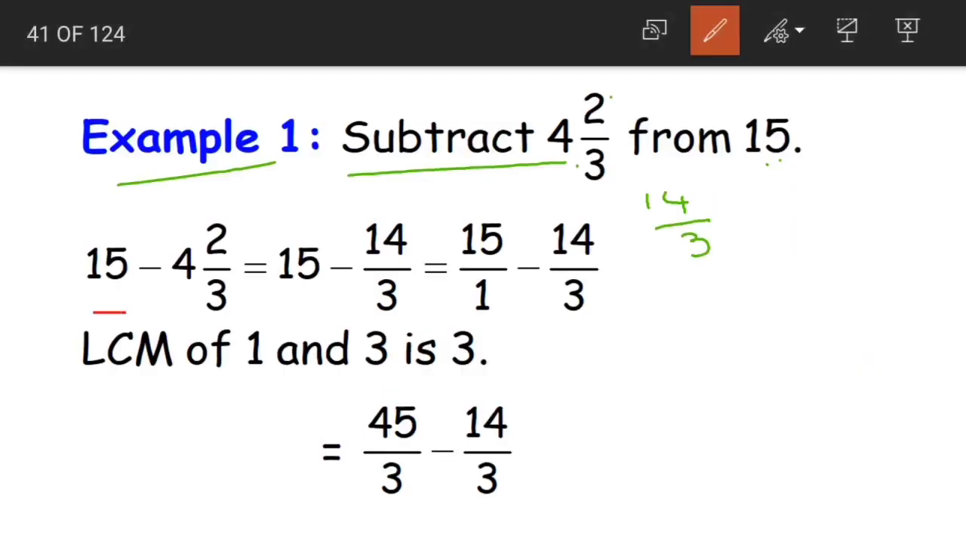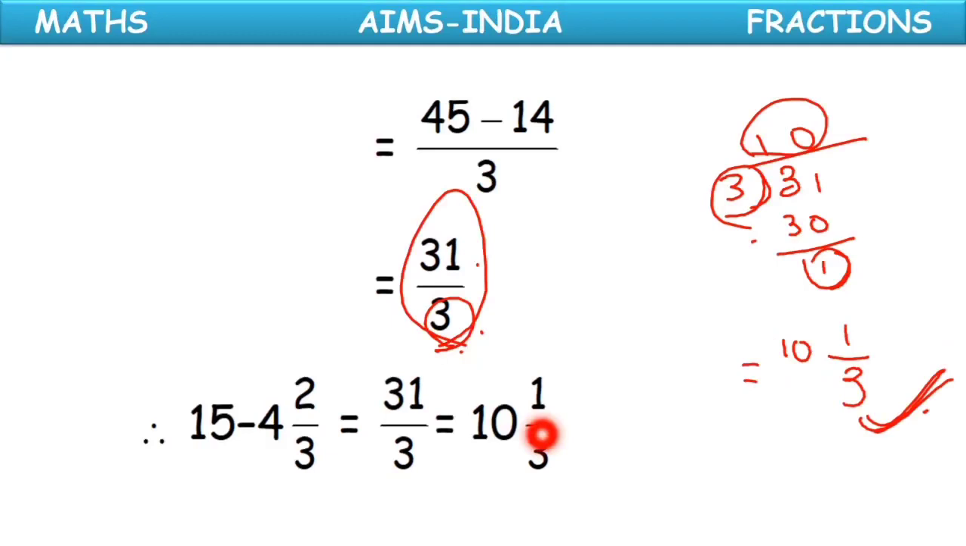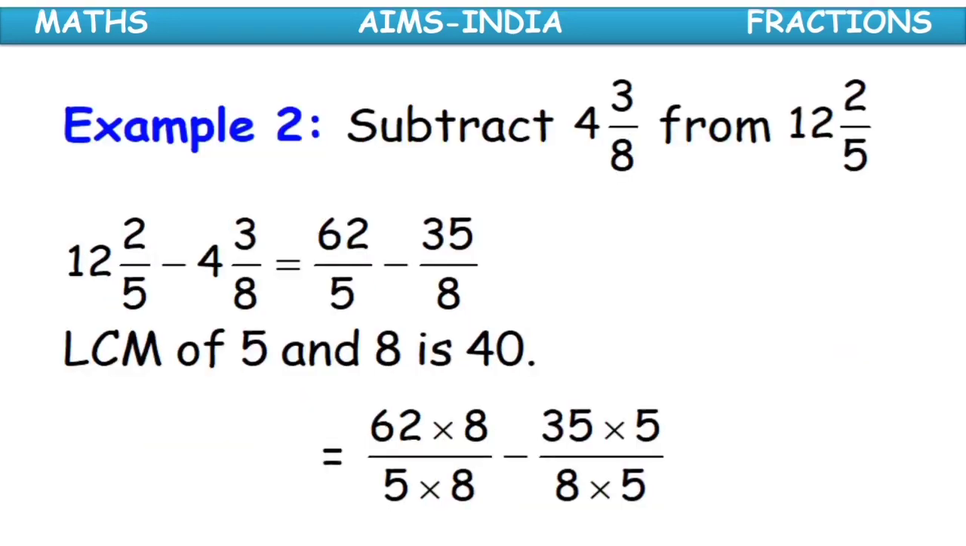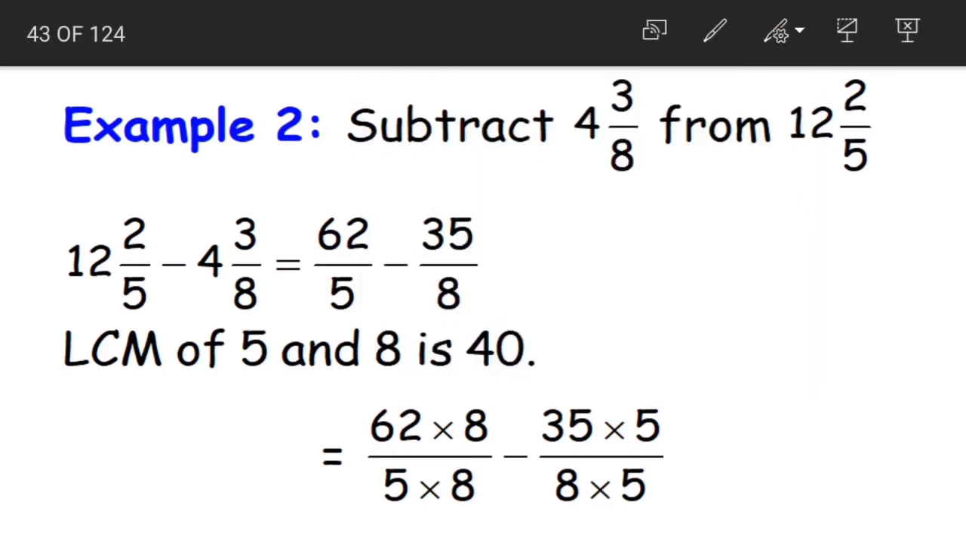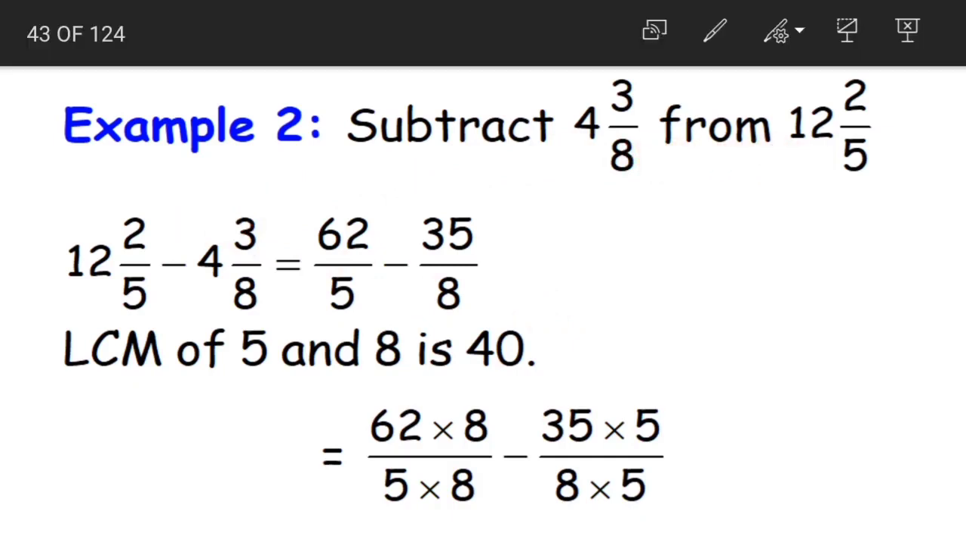Now lastly, what should you write? We should write this: 15 minus 4 2 by 3 is equal to 10 1 by 3. This is our final answer. Yes, so it is equal to 31 by 3, that is nothing but our 10 1 by 3. Now coming to the next example, subtract 4 3 by 8 from 12 2 by 5, children.